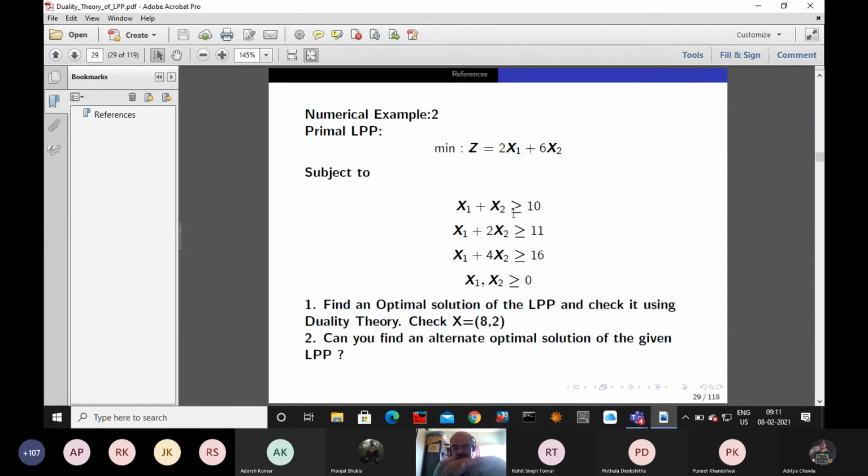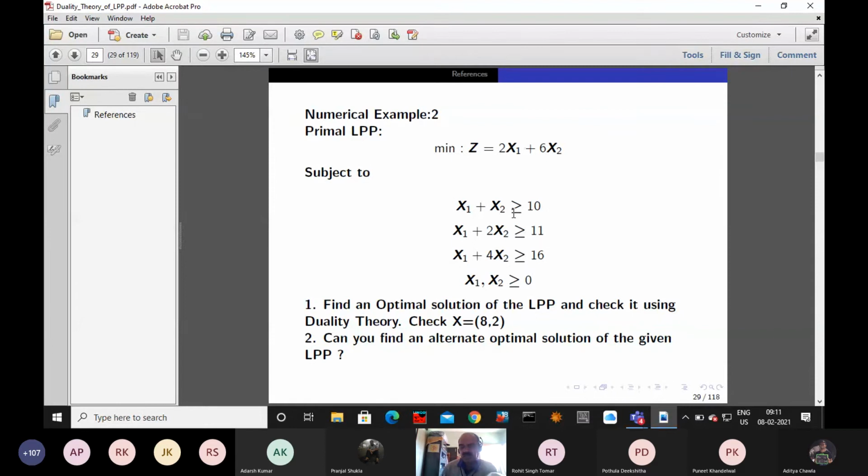But since we are writing in this form, it is already given that x1, x2 are positive, and the value is 8, 2. So we are doing the experiment with that. So this is fulfilled, and this is 8 plus 2, 12, that is fulfilled, but not becoming exactly equal to 0. So the next one, x1 plus 4x2, where x1 equal to 8, that is 8 plus 8, 16. This is fulfilled.